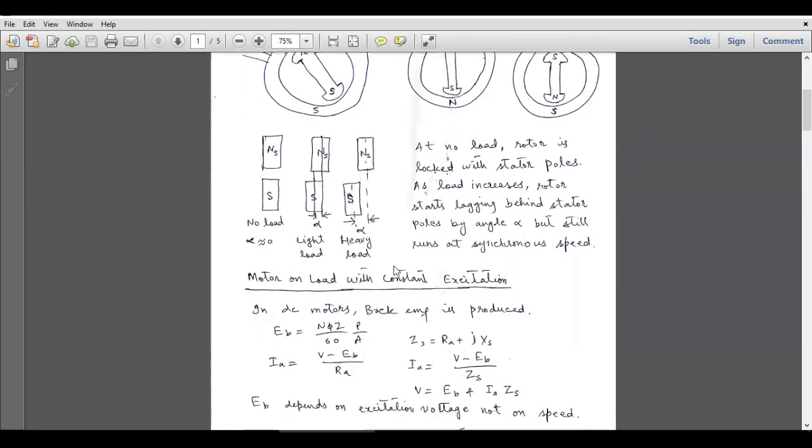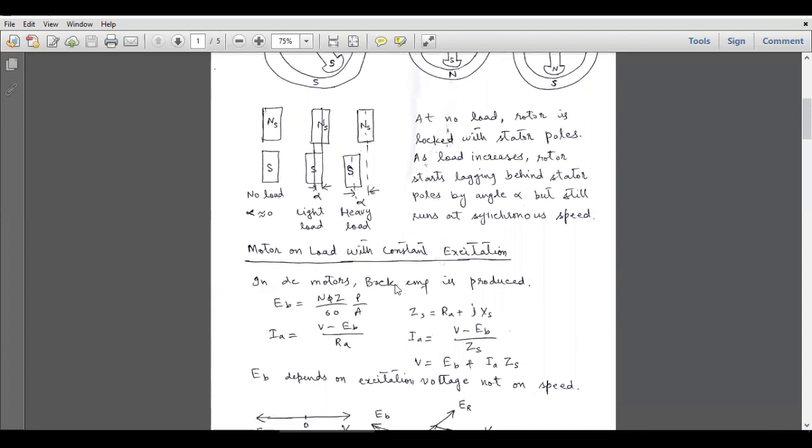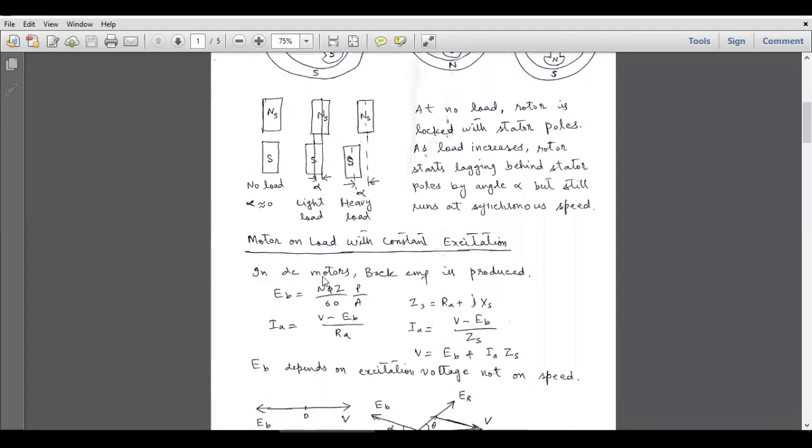Now we will discuss the phenomenon of back EMF in synchronous motors. In DC motors, we can observe back EMF. Back EMF is the EMF which is induced due to the rotor magnetic field. In DC motors, the expression for back EMF is N phi Z over 60 into P over A. Here N is the rotor RPM, phi is the flux, Z is the total number of conductors, P is the total number of poles, and A is the number of parallel paths.